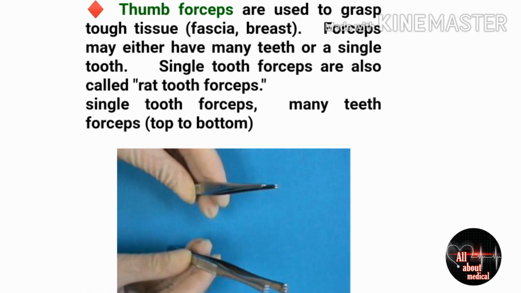And now it's time to learn about this image. This is the image of thumb forceps, which are used to grasp tough tissues like fascia, breast. Forceps may either have many teeth or a single tooth. Single tooth forceps are also called rat tooth forceps. Learn it. Rat tooth forceps and single tooth forceps. Many teeth forceps, top to bottom.